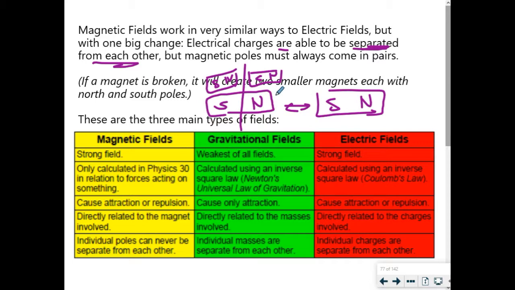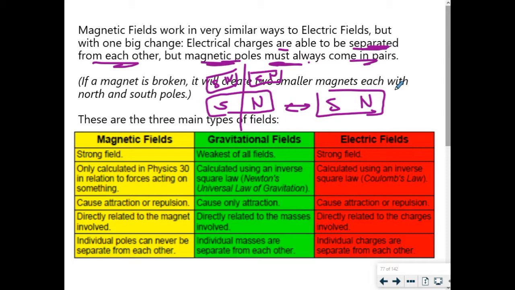You guys know those worms that when you cut them in half, it doesn't kill the worm, it just makes 2 worms? You ever heard of those ones before? These magnets are like that. So that is a really important thing here. Magnetic poles must always come in pairs. You cannot physically separate them.